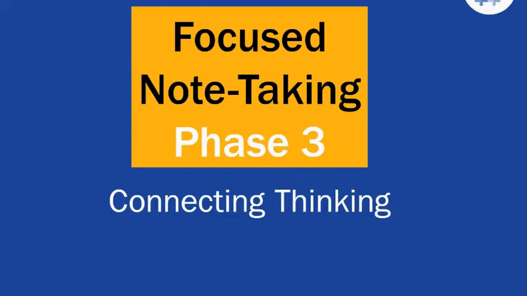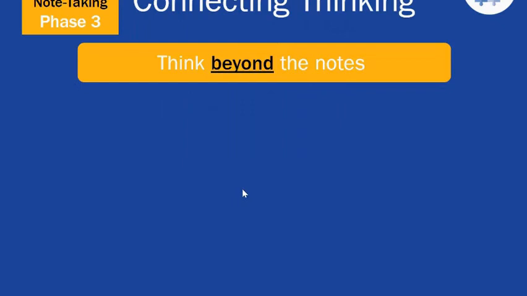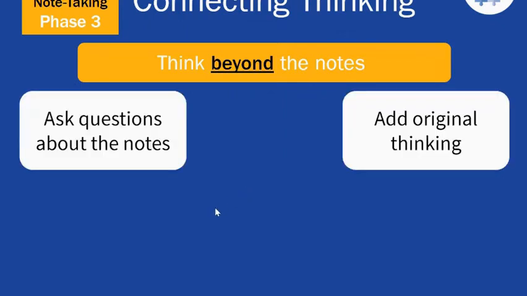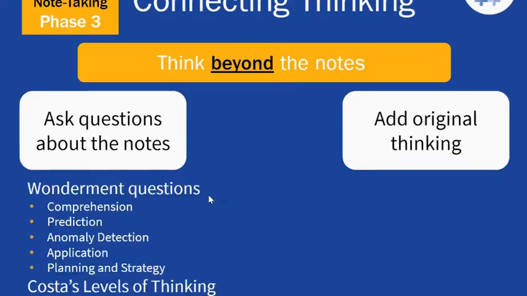Let's go ahead and talk about phase 3 of focus note taking, which is connecting your thinking. So basically, connecting your thinking is thinking beyond the notes. You're going to ask yourself questions about the notes, and you'll add your own original thinking. This shows that you didn't just write the notes down and throw them in your backpack to be forever lost. You actually went back and you thought about the notes.